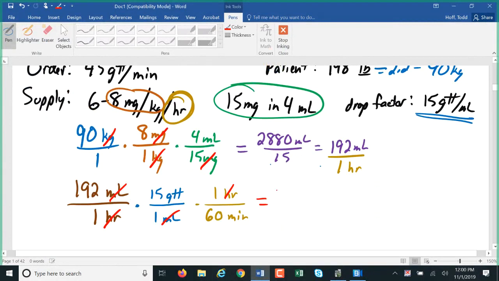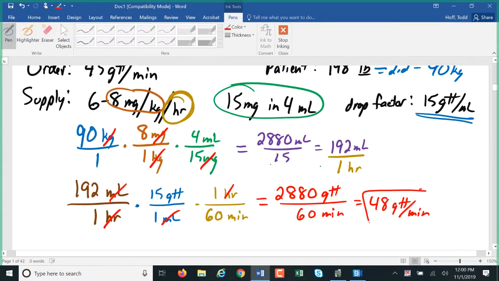192 times 15 drops, 2,880 drops for 60 minutes. What does that come out to be? 48 drops per minute. That's the maximum flow rate.